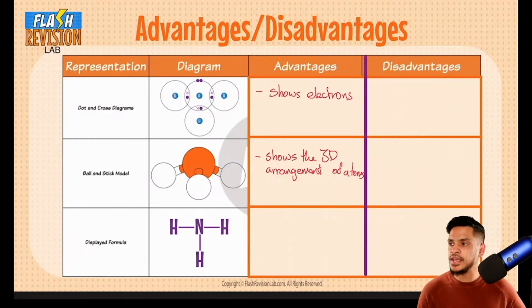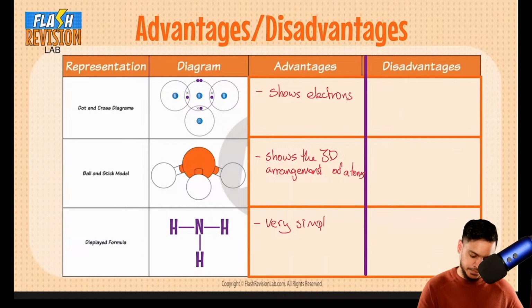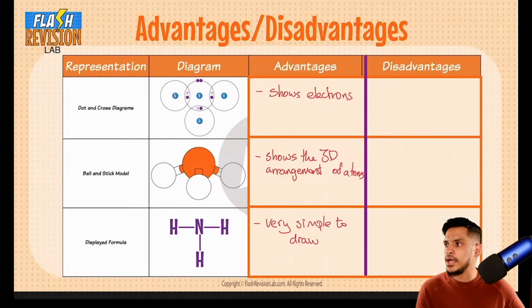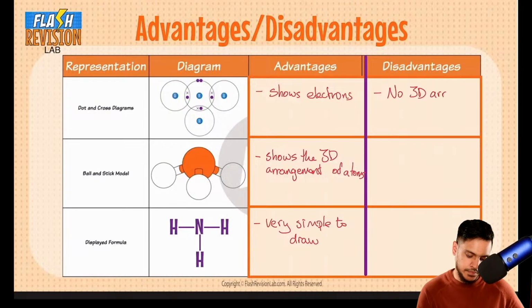And then the displayed formula, the advantage of that is it's very simple to draw. That's why we use it in organic chemistry. Very simple to draw. Disadvantages: the dot and cross diagram doesn't show the 3D arrangement, so you can't actually see how this molecule looks in real life.